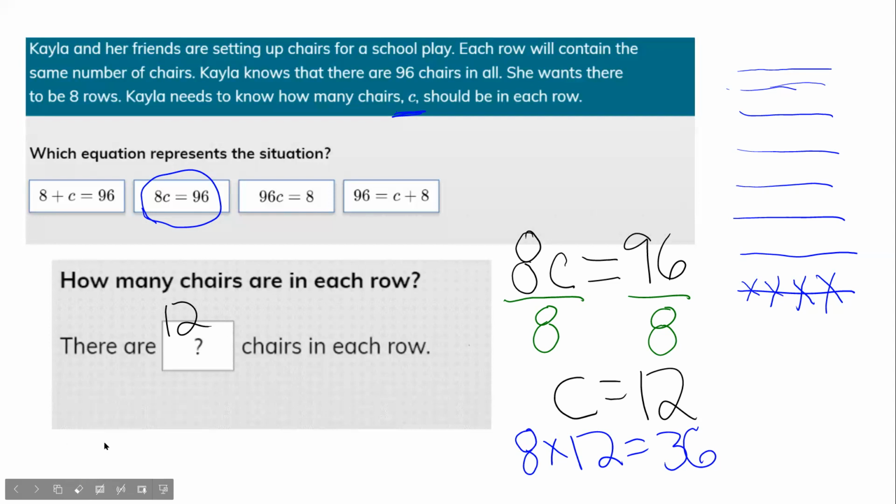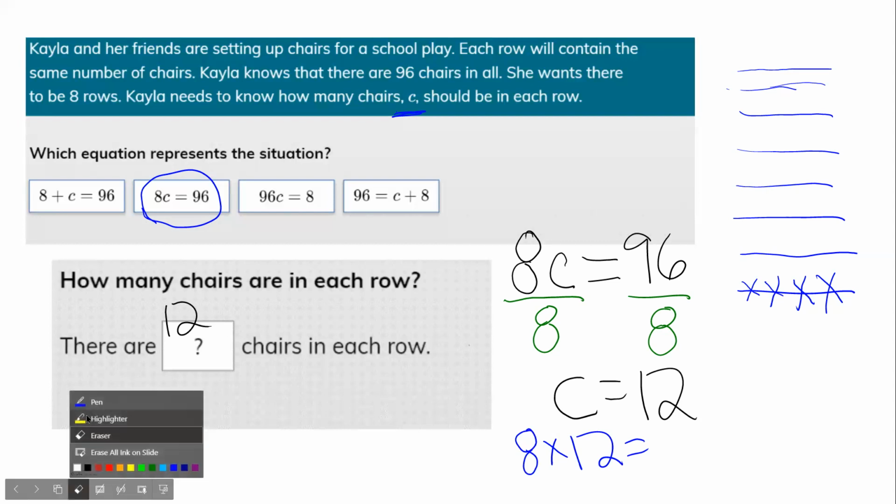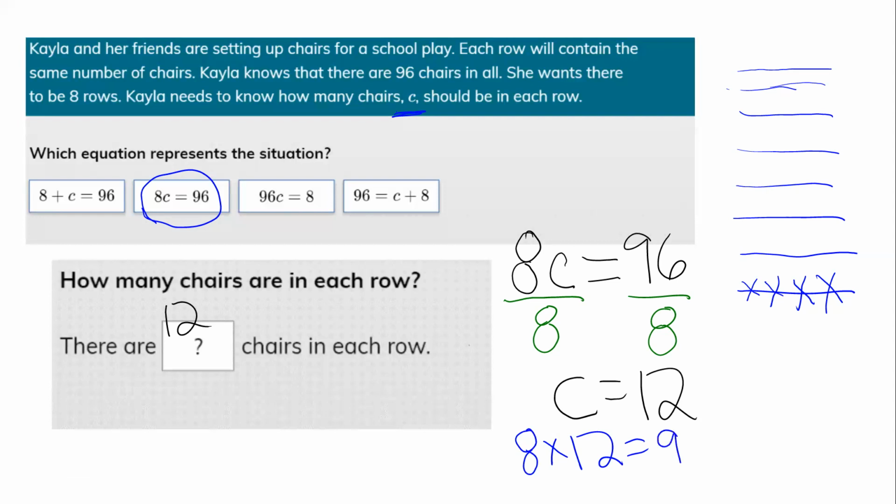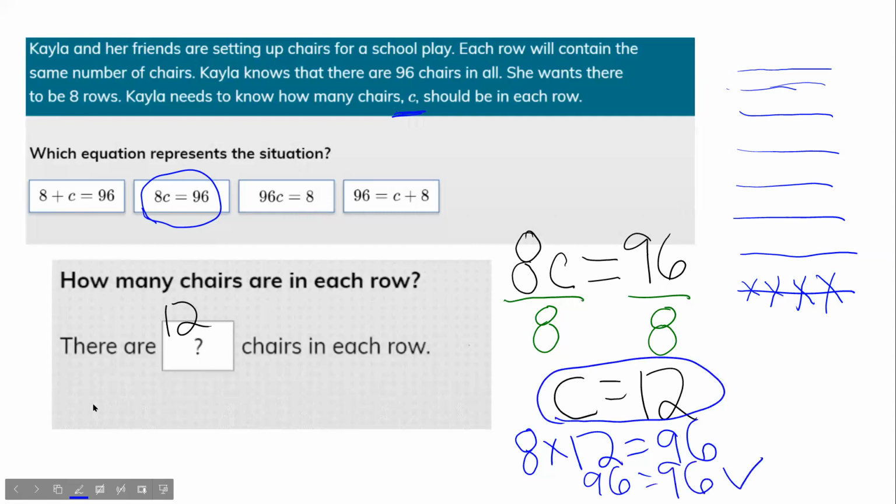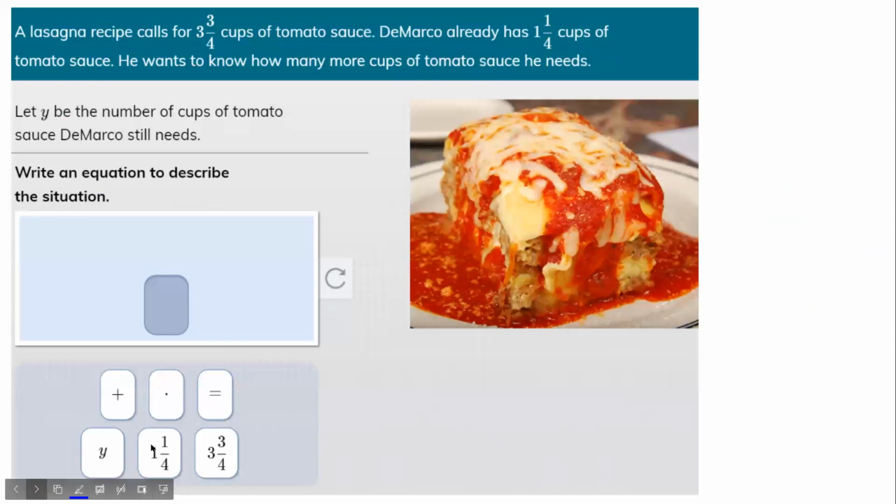This step right here makes sure that I don't do the problem incorrectly, right? 8 times 12 should equal 96. And then when I check, oh, well, 96 is equal to 96. That's a true statement. So definitely there are 12 chairs in each row. That's how I know, okay?